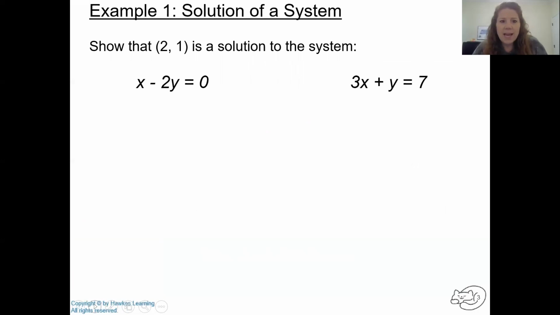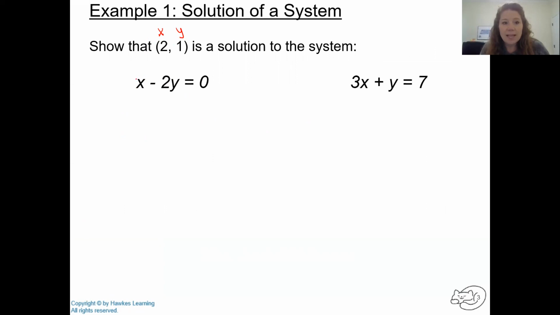So here we have two equations. When we say system of equations, that means more than one equation. On the ones that we do, we're going to have two equations. And we want to know, of these two equations, this is our set, is this ordered pair a solution to this set? Basically, we're going to substitute these values for x and y and see if we get two true statements.